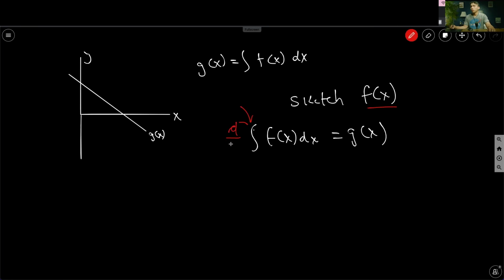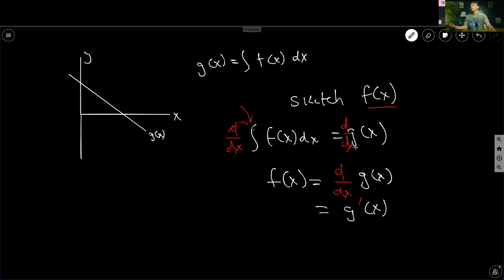So we put d/dx on both sides, the derivative on both sides. So then on the left-hand side, those two cancel out. So you free up f of x. So f of x is equal to now just the derivative of g of x. And another way to write that, of course, there are multiple ways, is as g prime of x. Actually, that's fine for right now.